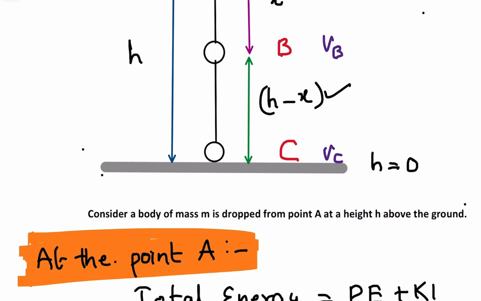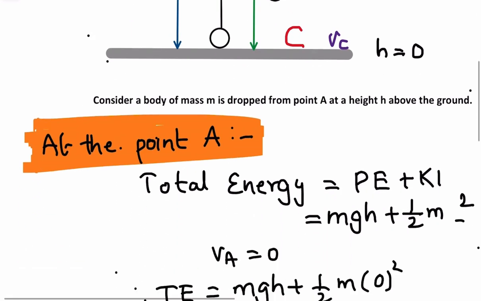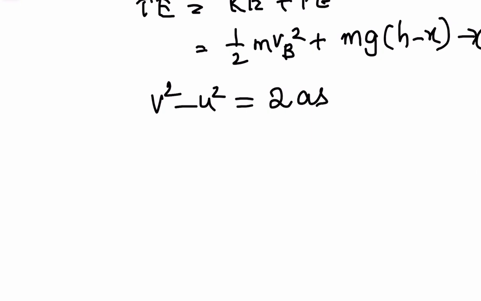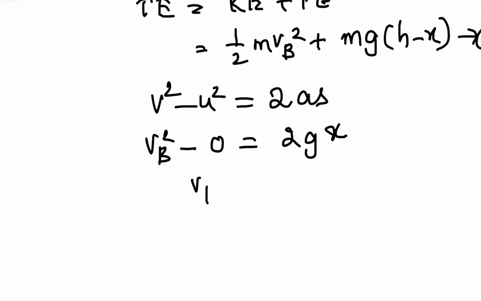2as. For that, let us take now vB square. Initial velocity is 0 when something falls from a height. 2g, the distance travelled is x. Therefore, vB square is equal to 2gx. Let it be equation number 3.